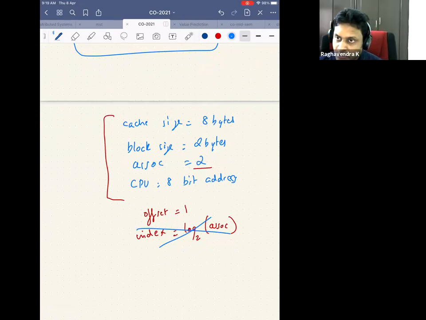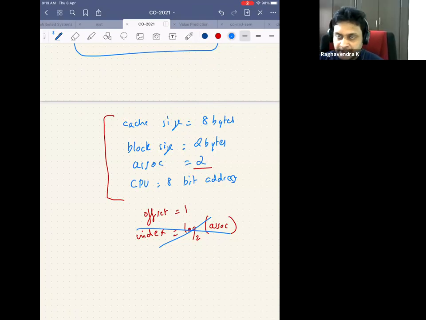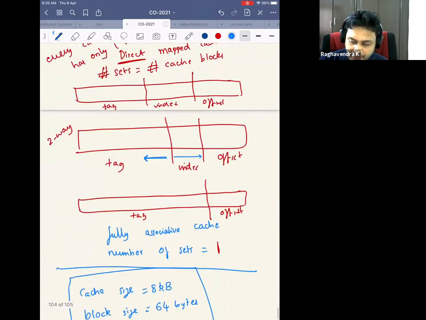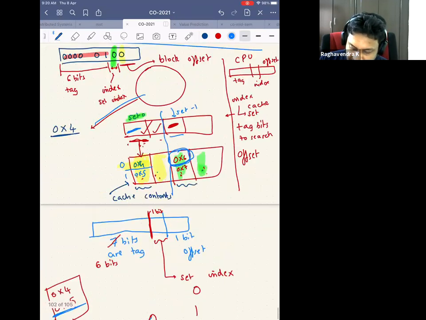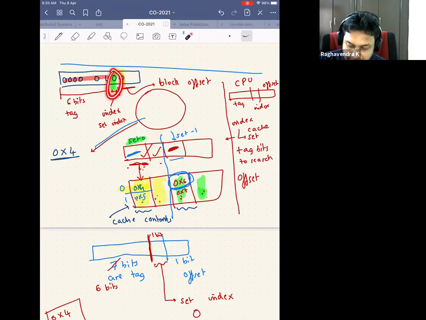Do you want to figure out how many blocks are there in the set, or do you want to figure out something else? No, right? See, once you go to a particular set, you search in all the blocks in that set. When the CPU started searching, did you differentiate between this block and this block? No, you searched both of them in parallel. Right? Yes, sir.